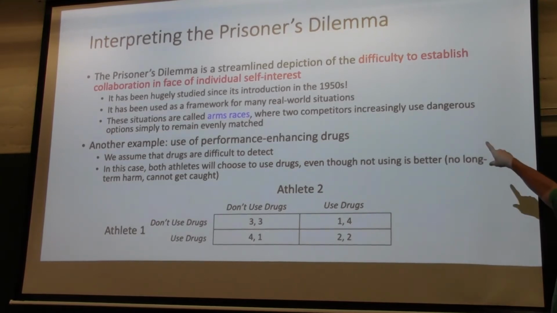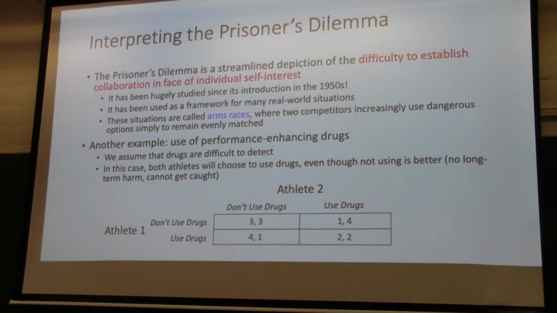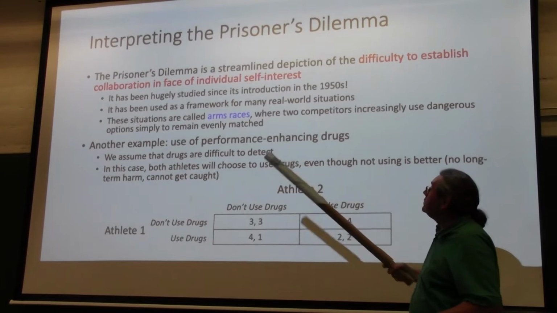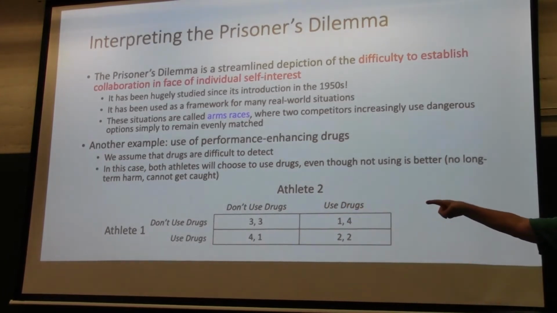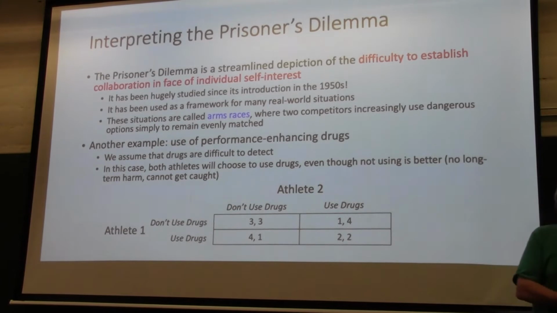So the prisoner's dilemma says, how do you establish collaboration when you have individual self-interest? When each player is being selfish, how do you do collaboration? It's hard, because just doing locally the best, you don't collaborate. Okay? So this happens a lot in the real world, it seems.